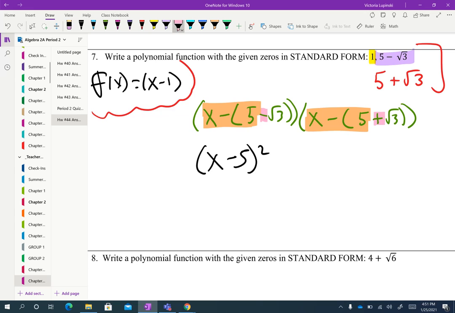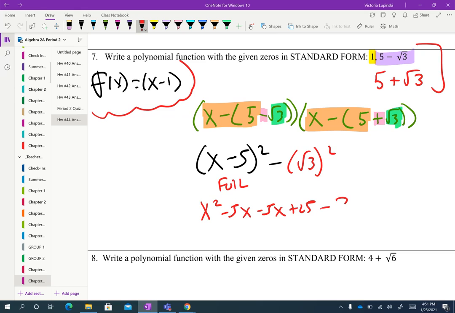Then 1 plus, 1 minus, I'm going to leave that as a negative. Positive times a negative. Then I'm going to do my radical 3 times my radical 3, and I'm going to write that as radical 3 squared. Do the FOIL. So first, outers, inners, last, and then the square root of 3 times the square root of 3 is just 3. So if I clean that up, that's x squared minus 10x plus 22.